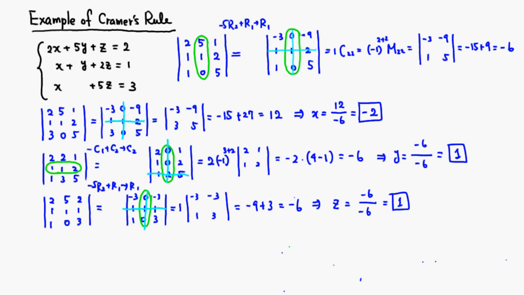So therefore we have a solution of this system of linear equations. You can say x, y, z is equal to negative 2, 1, 1. So that's the solution of this linear system. So this was an example of Cramer's rule. As long as you can find a bunch of determinants, we are able to find the solution of the system of linear equations. That's it. I hope that this was clear.